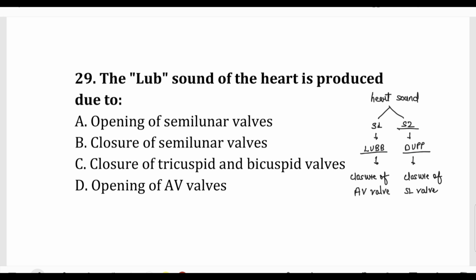बच्चों अब ये ध्यान रखना है कि जो हार्ट साउंड है वो हमेशा वॉल्व्स के क्लोज होने से प्रोड्यूस होती है, ना कि ओपनिंग होने से. So lub sound is produced due to the closure of AV valve, atrioventricular valve means tricuspid and bicuspid valve, and the dub sound is produced due to the closure of semilunar valve, means pulmonary semilunar valve and aortic semilunar valve.